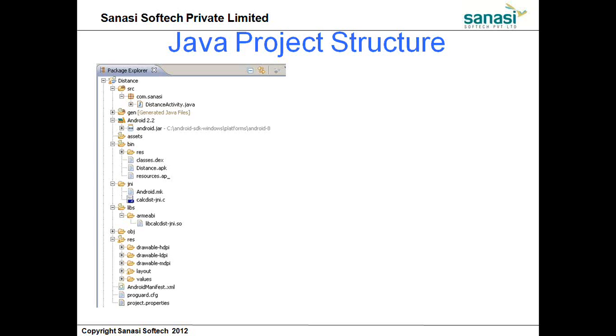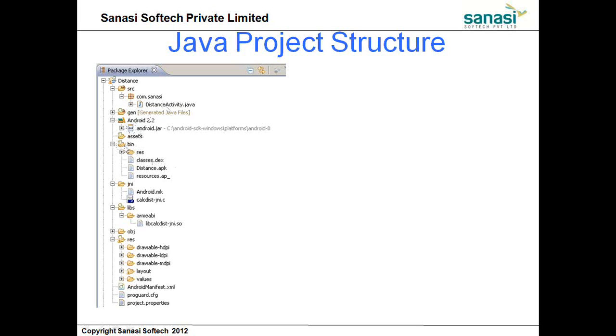All right, so a quick look at the project structure. In this case we are talking of a native application, right? So as I mentioned, you can clearly distinguish between source code that is in Java and source code that is in a different programming language like C or C++. So, a quick look at the structure. As usual, we have a src folder which contains the Java source files. Then we have the usual Android libraries, in this case 2.2.